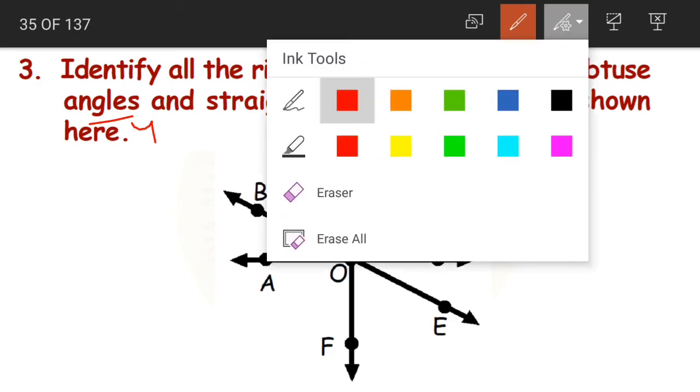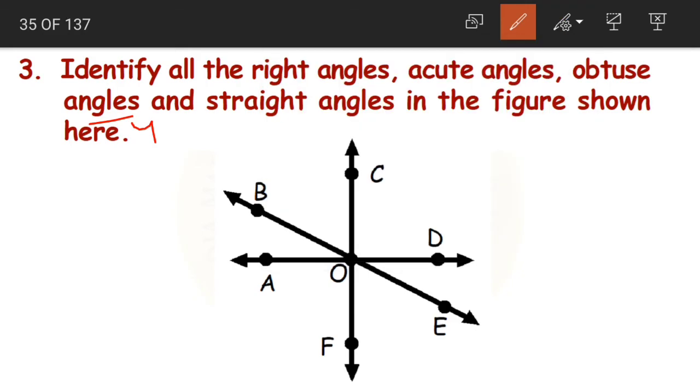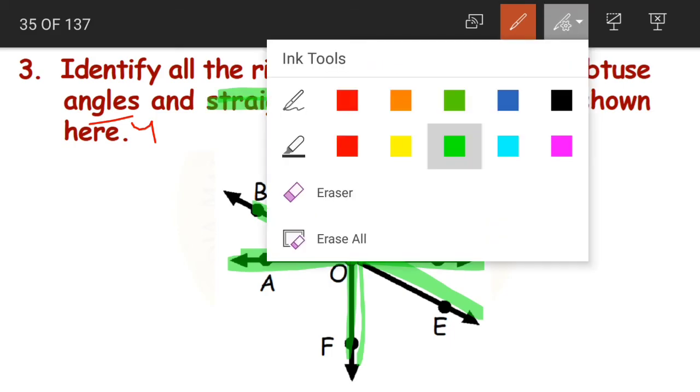Now coming to the last one, that is our straight angles. Straight angles are the simplest. Yes, we just have to look for straight lines. So this is one straight line, this is one and this is the other one. So we have three straight lines here. That means we'll get three straight angles.